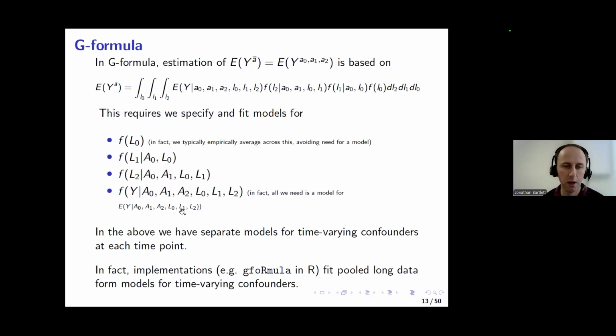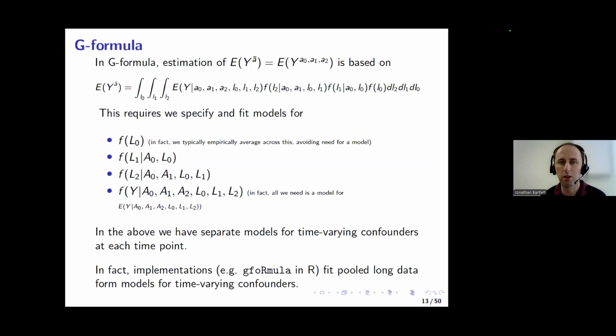In the way that I presented G-formula here, we're specifying separate models for each of the time-varying confounders given the past. In fact, in common implementations, for example, the G-formula package in R, what they instead do is set up the data in so-called long form and fit pooled models for each of the time-varying variables over time to reduce the number of models required to be fit and to help overcome issues of sparsity.